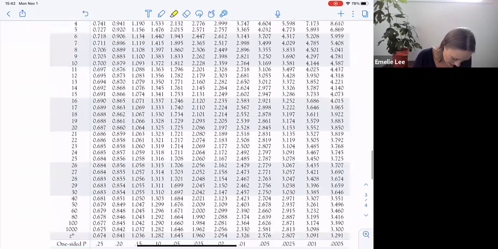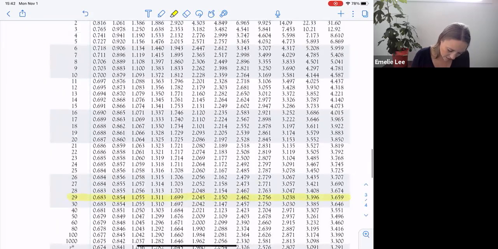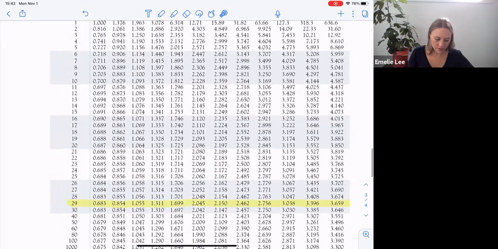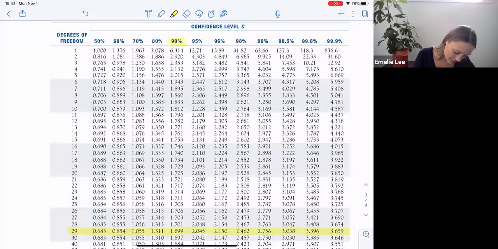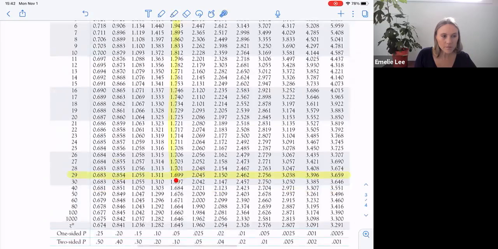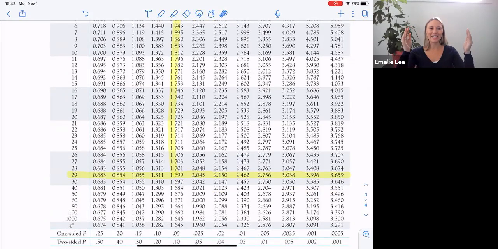So if we have 29 degrees of freedom, then what's going on here is at certain cutoff points, it's reporting what the t value would be on the curve. So for the central 90%, it would be within 1.699 standard errors using that sample standard deviation instead of the population standard deviation.